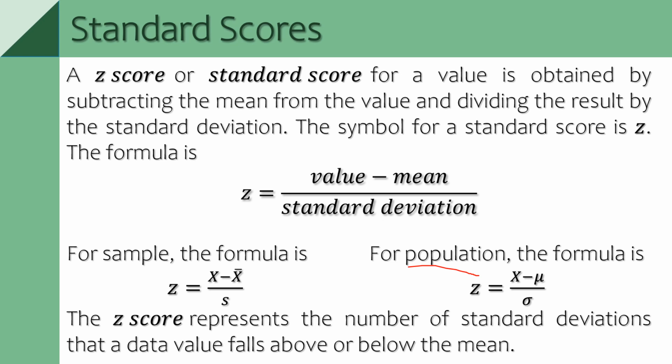If your z-score is 0, it means that the data value is the same as the mean. So for example, if the standard score or z-score of your score in English is 0, it means that your score is equal to the mean of English or mathematics.